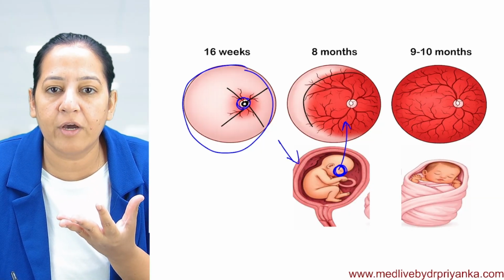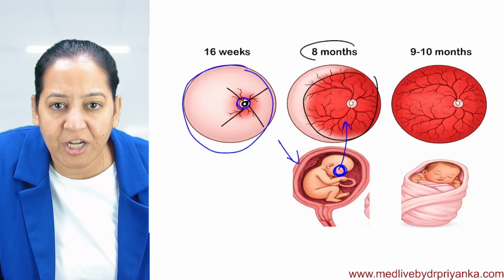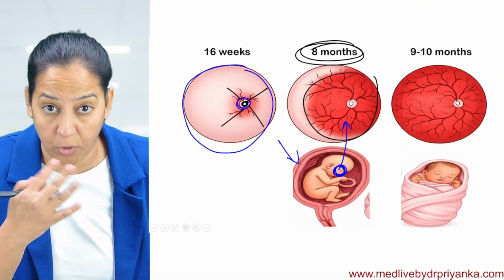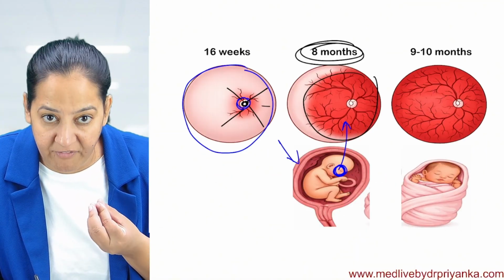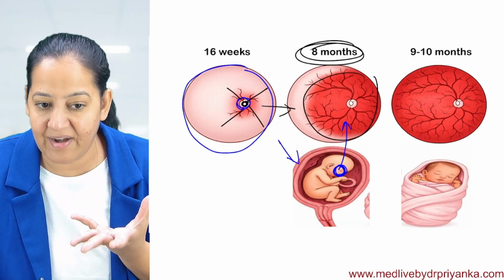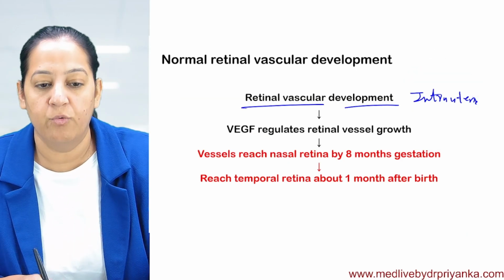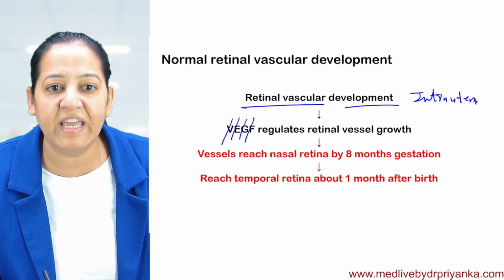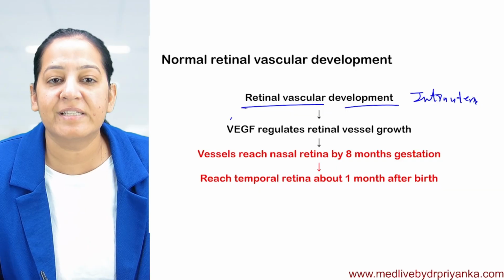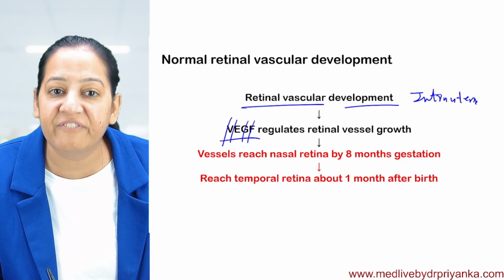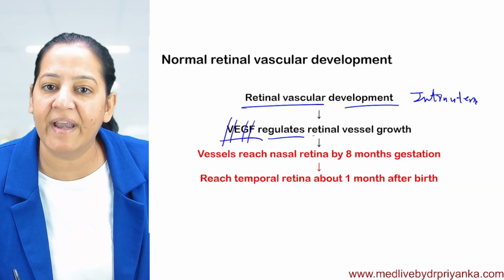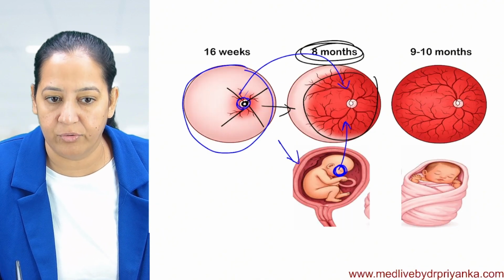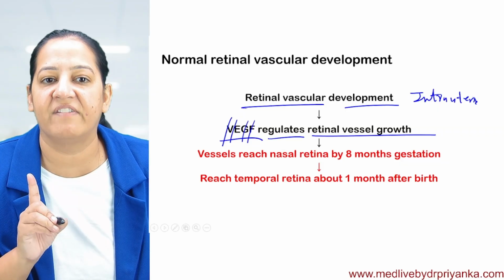They keep on growing at 8 months of gestation. And who is causing the development of these branches, these retinal arteries? It is VEGF. What is the full form of VEGF? Vascular endothelial growth factor, VEGF. Say the full form. VEGF regulates retinal vessel growth. Can you see it is regulating the retinal vessel growth?